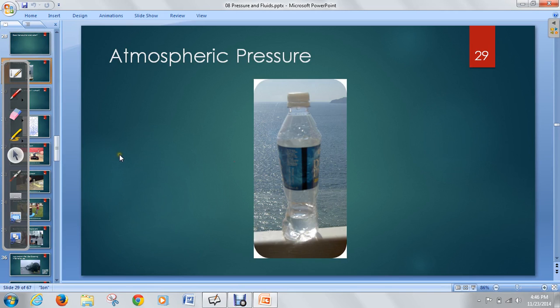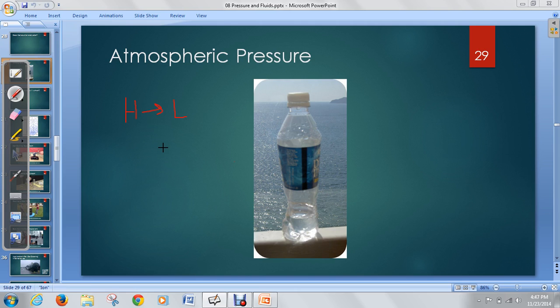In this podcast, I want to continue the pressure and fluids chapter. Last time we ended off talking about atmospheric pressure, and we ended with the idea that high pressures will always push towards low pressures. They'll always push or flow towards low pressures.